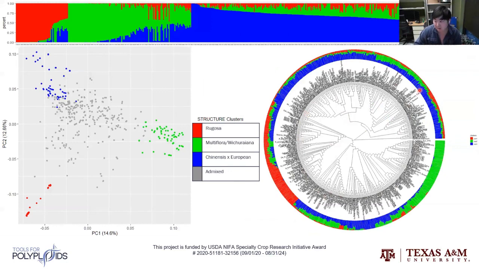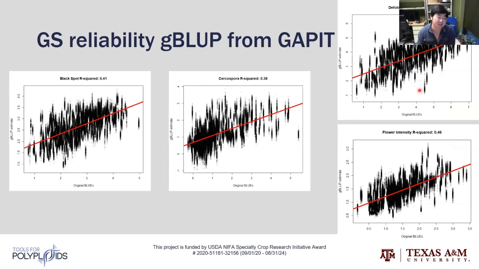So pivoting over to genomic selection, we ran a bunch of reliability tests where I masked a random 20% of the data, and then I have on the x-axis the known BLUEs and the GBLUP that was estimated. I ran these all 1,000 times, and this is from GAPIT and the GBLUP model, and we're getting about 0.4 for black spot, 0.38 for Cercospora, 0.42 for defoliation, and 0.46 for flower intensity.